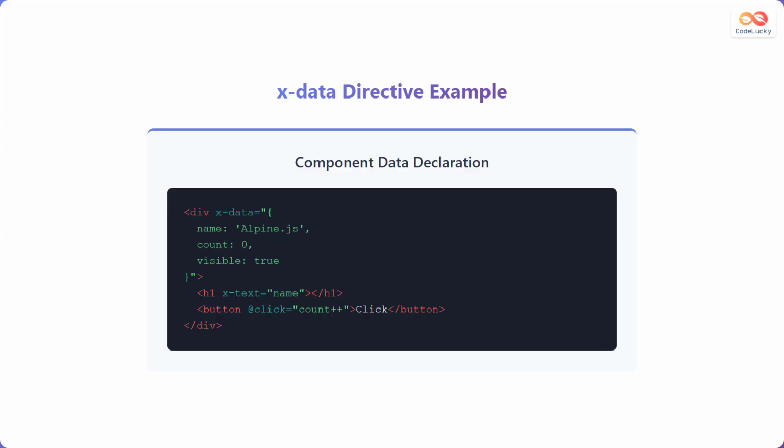The x-data directive is the cornerstone of Alpine.js components. It creates a reactive data scope for your component. In this example, x-data defines an object with 3 properties: name set to Alpine.js, count initialized to 0, and visible set to true. Child elements within this div can access and modify these data properties. The h1 element uses x-text to display the name, while the button uses @click to increment the count when clicked.